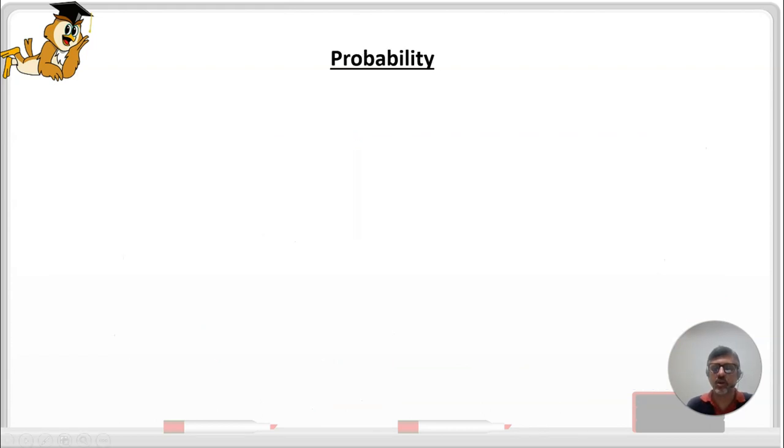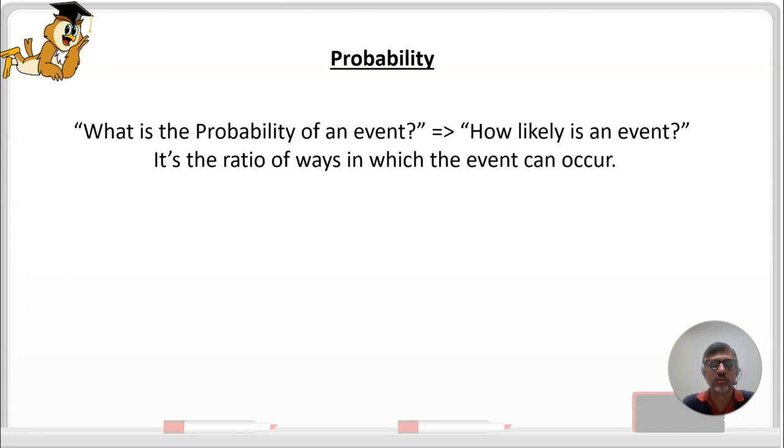Okay, let's move on. Let's introduce the idea of probability. The word probability in tech means, thankfully, exactly the same thing that it means in English. So what is the probability of an event? If you ask this question, it basically means how likely is that event to occur. It's also the ratio of ways in which that event can occur.